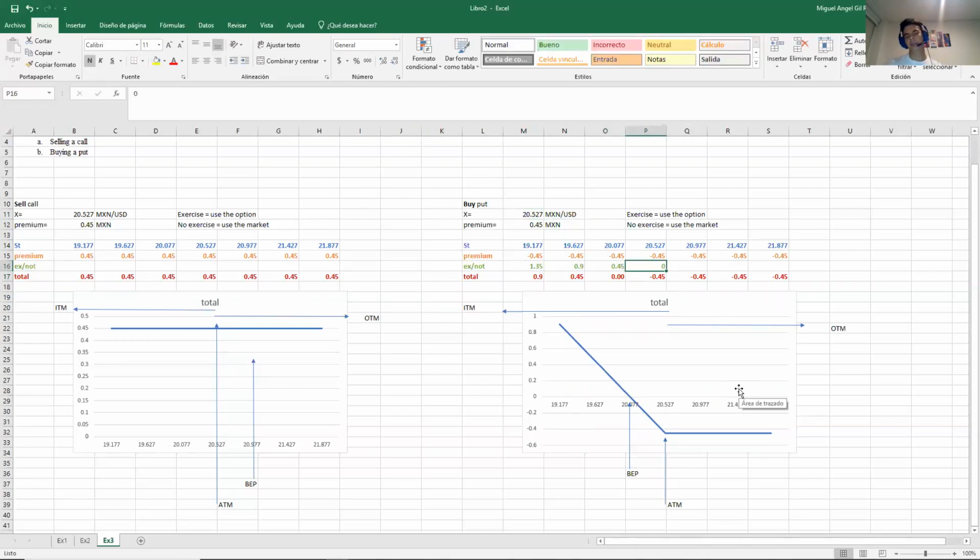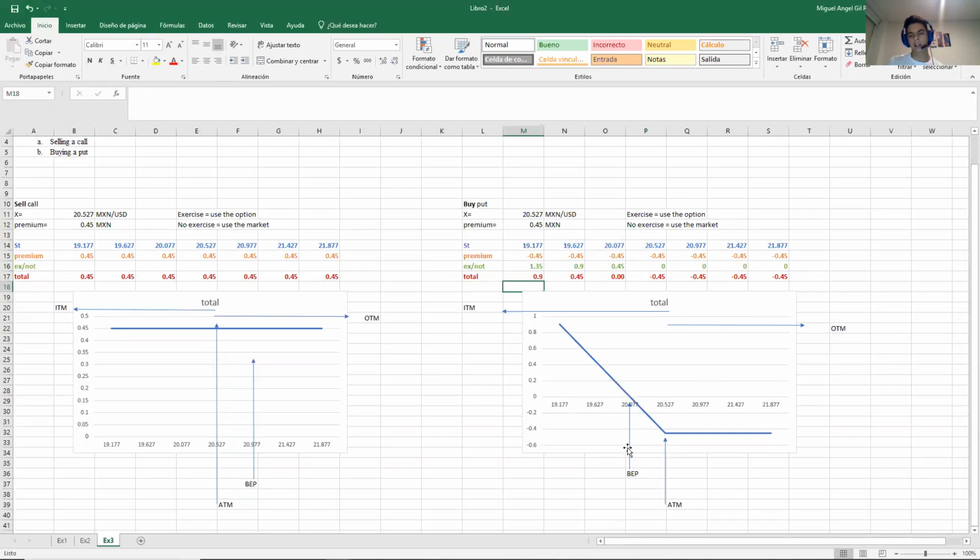So next step is, if the market goes to almost 21 and I have the option to sell it at 20, I would prefer to go to the market. So that means no exercise. The next one, no exercise because the market is more expensive. I prefer to go to the market. And in the end, the total is just adding up these two numbers. Remember that? So this is my graph.